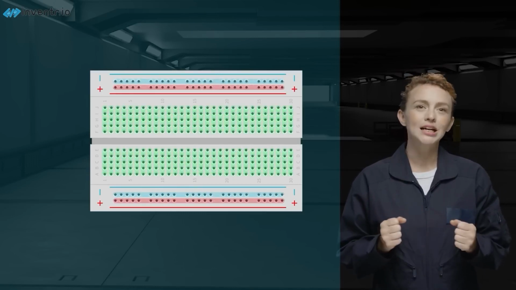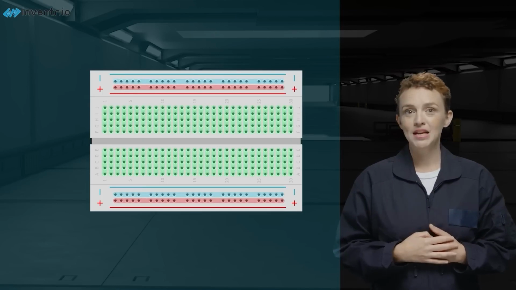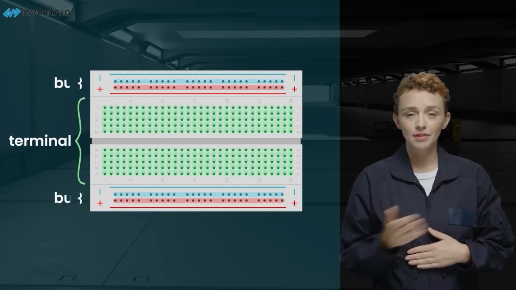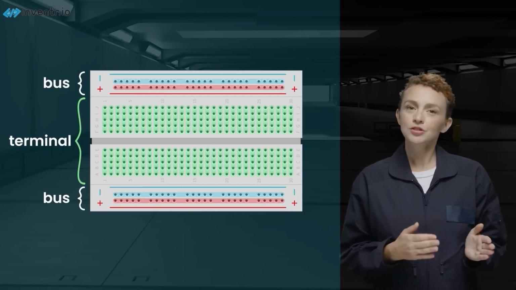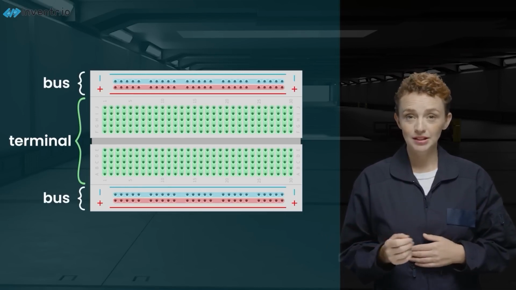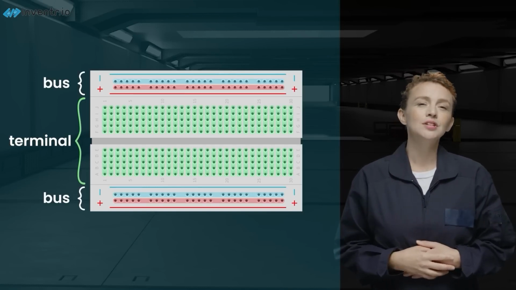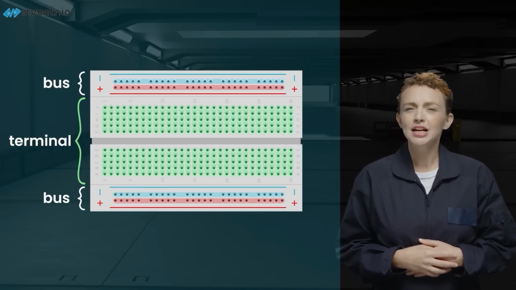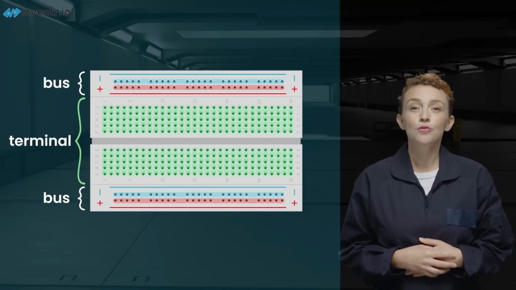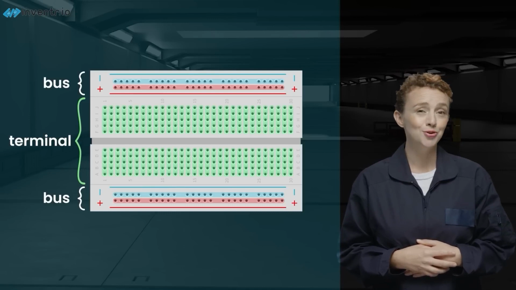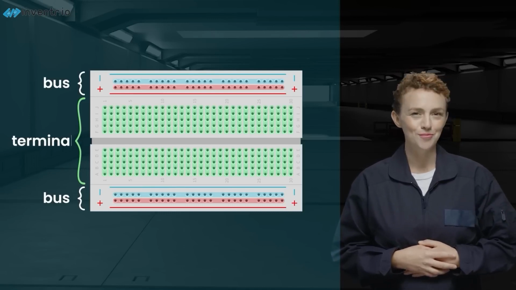They are highly organized and connected in a specific way. The board is typically divided into two sections, the terminal strip and the bus strip. The terminal strip, the larger section in the middle, is typically divided down the middle by a ravine. Each side of this ravine contains columns of interconnected holes. These are perfect for connecting components like LEDs, resistors, and, as you may have guessed, even your hero board.